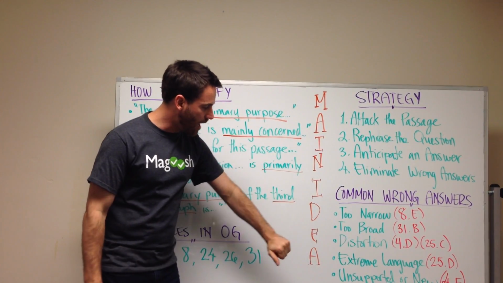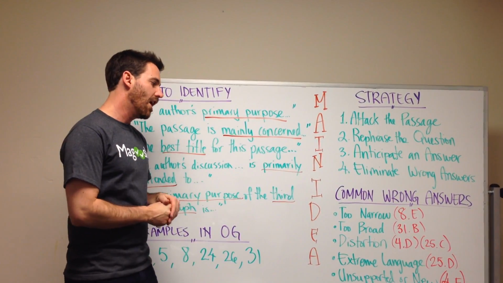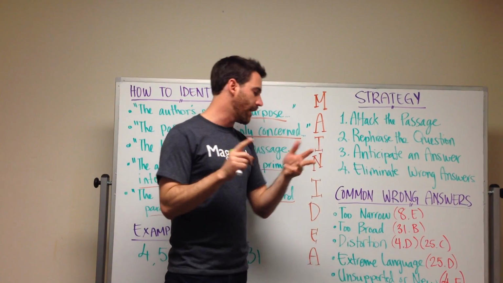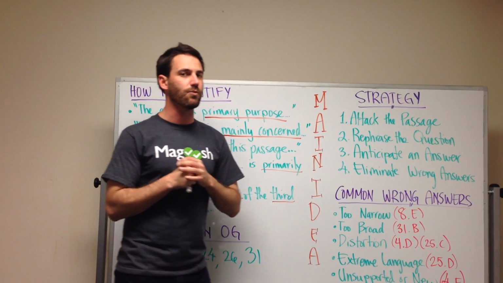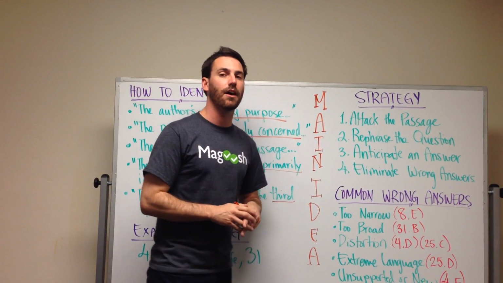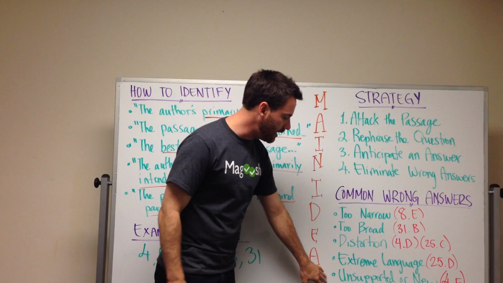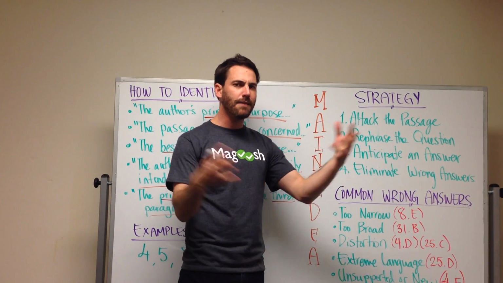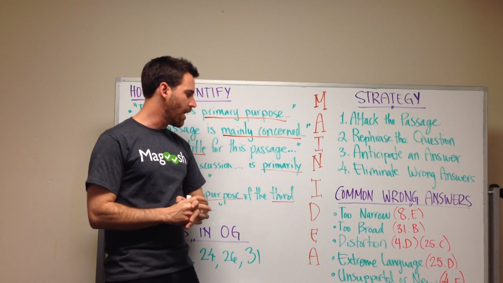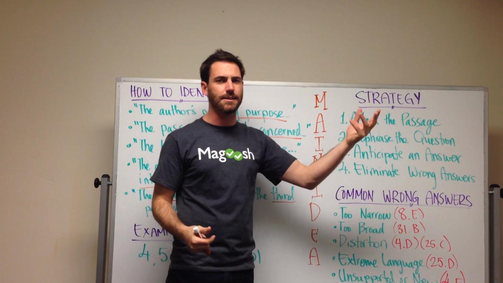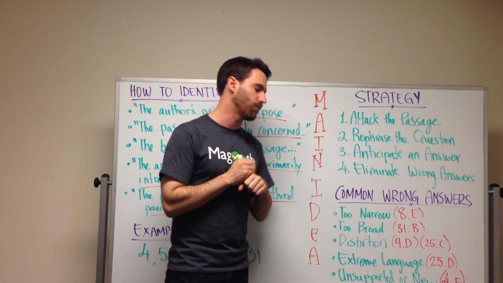Extreme language. This is a common wrong answer type across lots of question types. Look out for words like all, not, never, any. Usually the passages that you read are more balanced than this and won't argue for such a strong stance. So be on the lookout for those. And then finally, unsupported or new. Anytime you see something in the answer choices that is new, not contained in the passage, seems to be like a related idea, but an idea that wasn't there when you first went through the passage, then you're going to want to eliminate these as well.